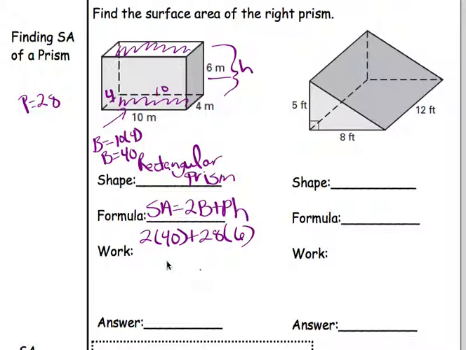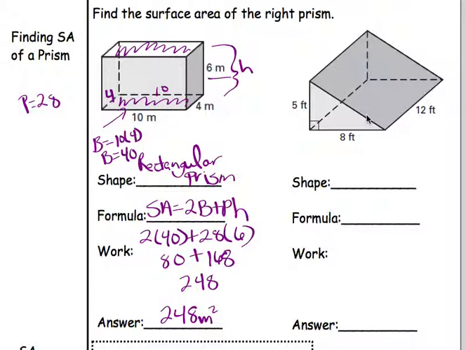So, using that formula here, this will be 2 times 40 is 80, and then 28 times 6 is 168. And then when we add 80 to that, we get 248. So, the surface area of this prism is 248 meters squared, since it's area that we're finding here. And moving on to the triangular prism.